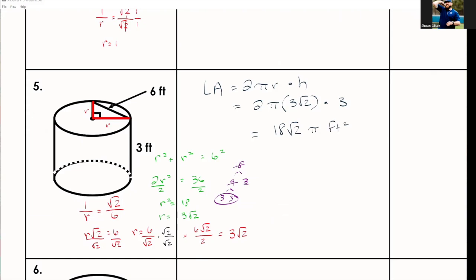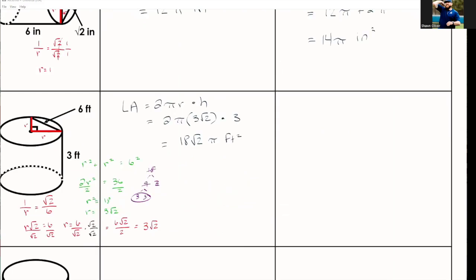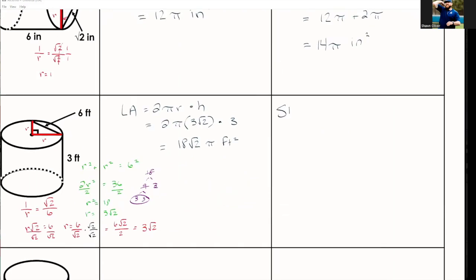18 root 2 pi squared. Surface area is that lateral area times the height plus 2 times our base area, which is pi r squared. So, 18 root 2 pi plus 2 pi times 3 root 2 squared.